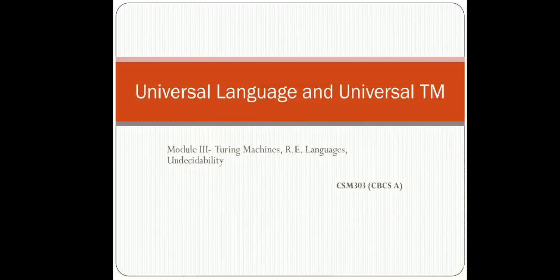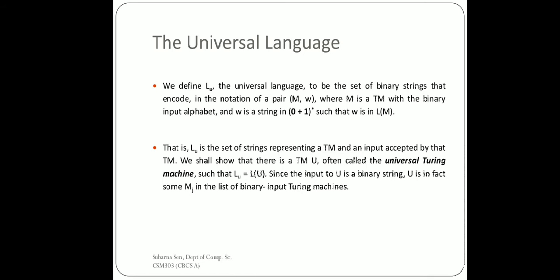In today's class, we will cover a very important topic, that is what is universal language and what is universal Turing machine. Now we are going to define this universal language as L of U. That is the language which is going to get accepted by a Turing machine, which we will call as universal Turing machine, right? So we will see how this universal Turing machine will work and how can we prove that this is going to accept the strings of LU, right?